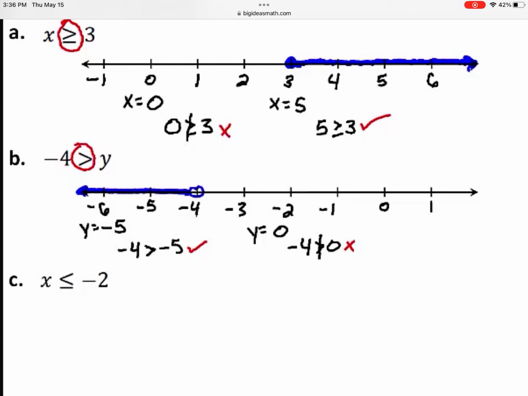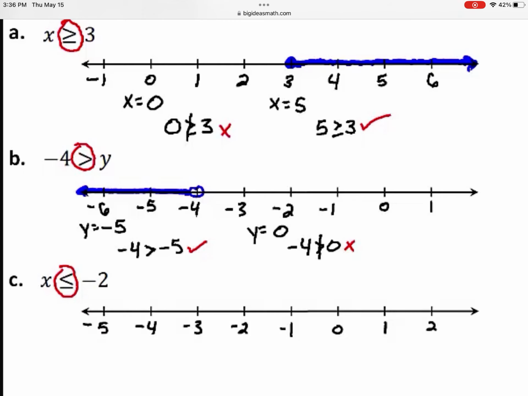Part C. X is less than or equal to -2. Because the inequality symbol includes equal to, -2 is a solution. So draw a closed circle at -2 on a number line. Now you want to test a number to the left of -2 on the number line, such as x equals -5. To test x equals -5, substitute -5 for x in the inequality. Because -5 is less than or equal to -2 is a true statement, x equals -5 is a solution.